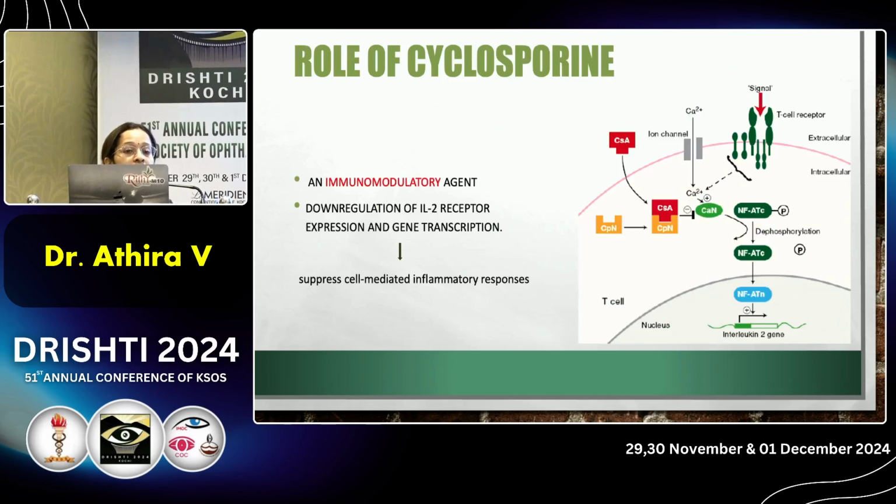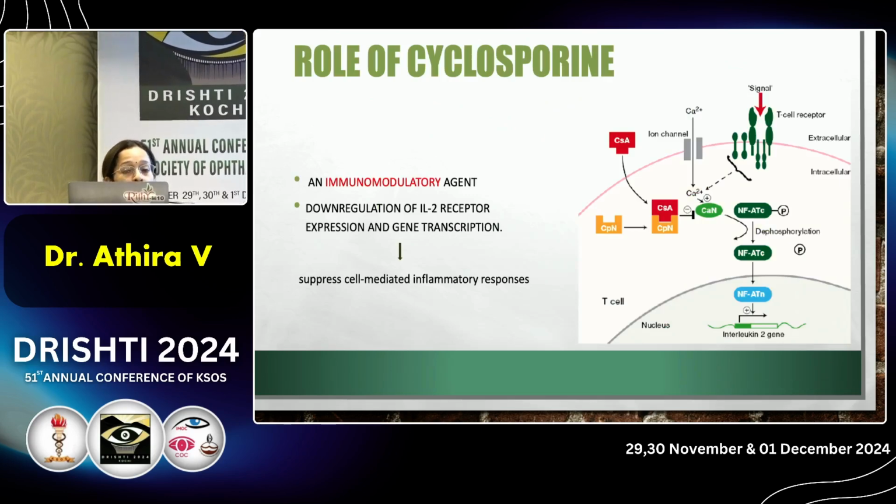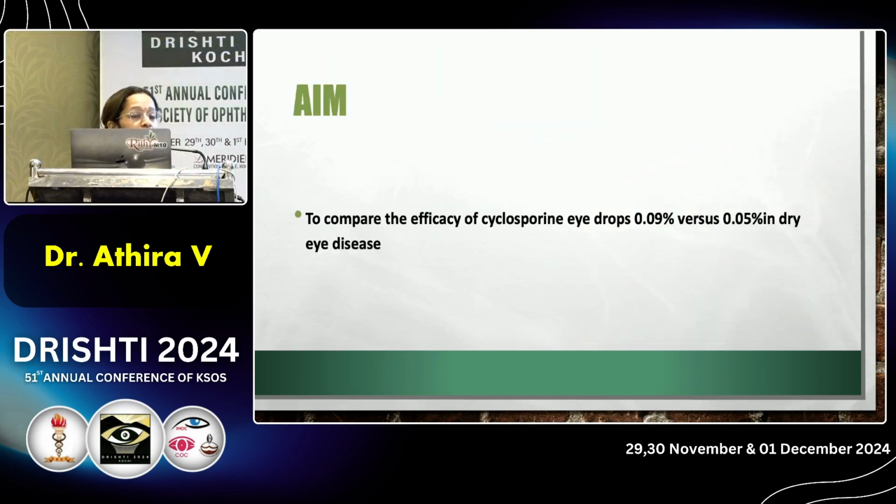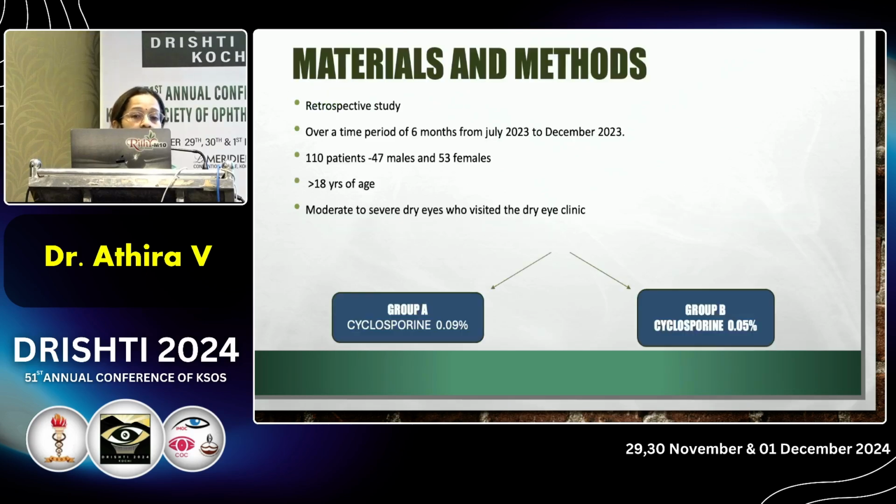Then here comes the role of cyclosporin. It's an immunomodulatory agent whose main action is downregulation of the interleukin 2 receptor, and it prevents its gene expression and transcription. So it suppresses the cell mediated immune response. The aim of the study is to compare the two strengths of cyclosporin, 0.9% versus 0.5%.